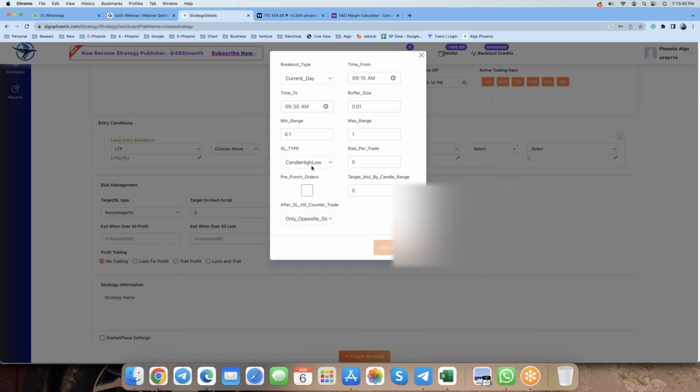Okay. So now I leave this as it is. Pre-punch is not required. What is target? Maybe I can keep the target as of now 2, or let us keep it as 2 or 3 candles multiple range. What is the range made on the first candle? If the first candle range is 10 rupees, the target would be 30 rupees.